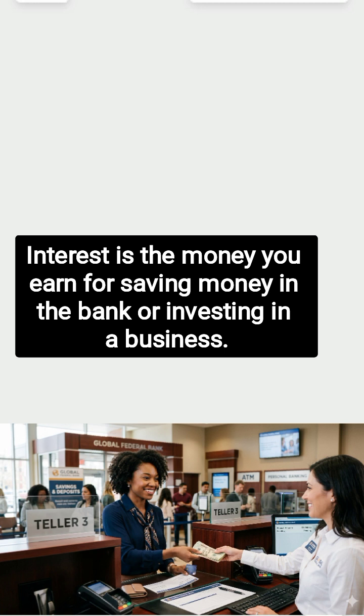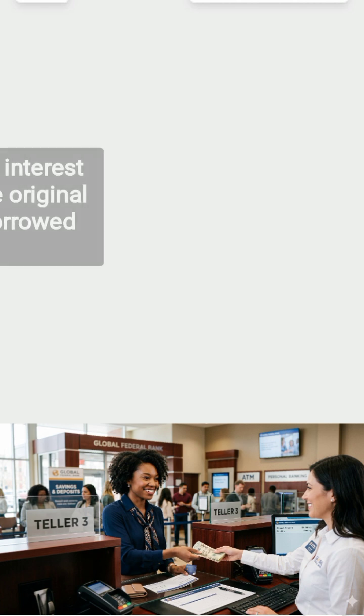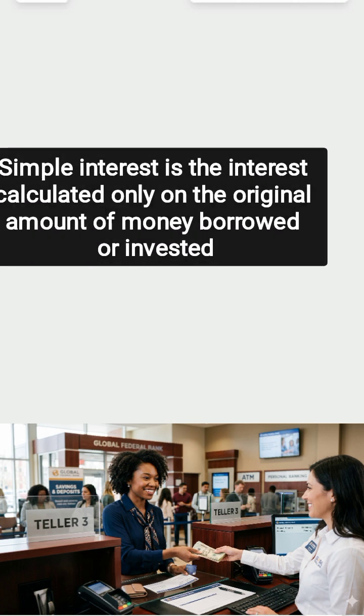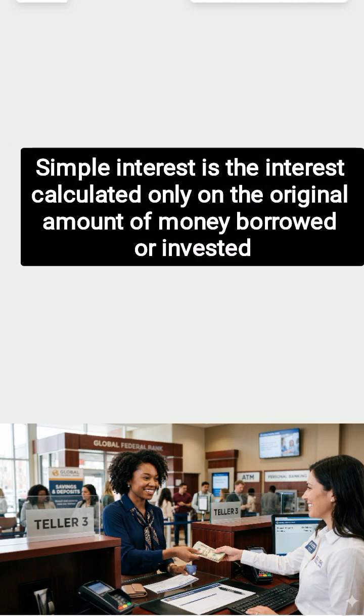So what is simple interest? Simple interest is the interest calculated only on the original amount of money borrowed or invested. There are different types of interest. You have simple and compound interest. But in this topic, we are dwelling on simple interest. If you borrow 300,000 and you're asked to pay extra 30,000, that is 330,000. That 30,000 was calculated based on 300,000.